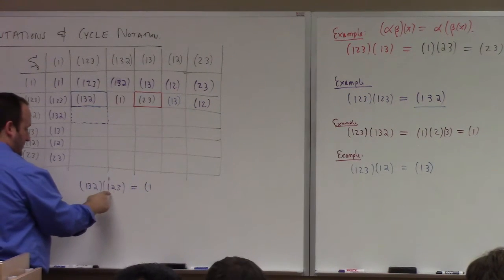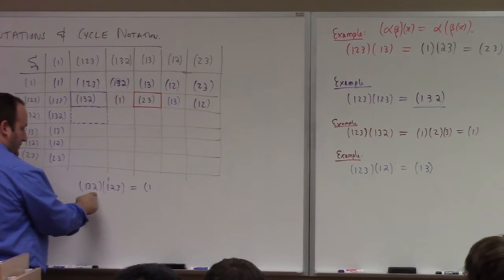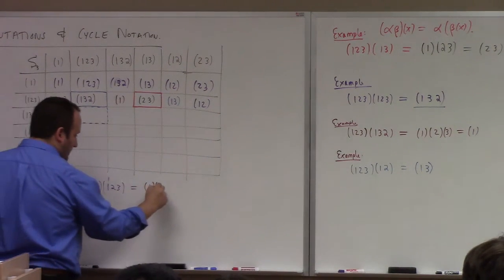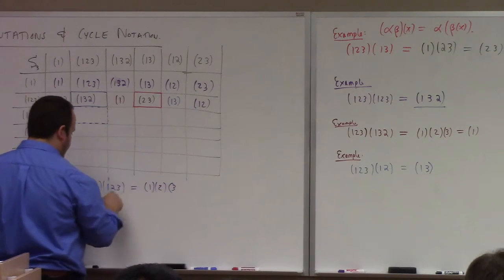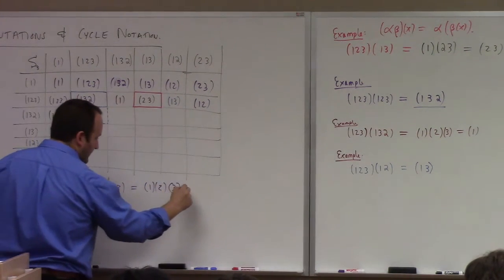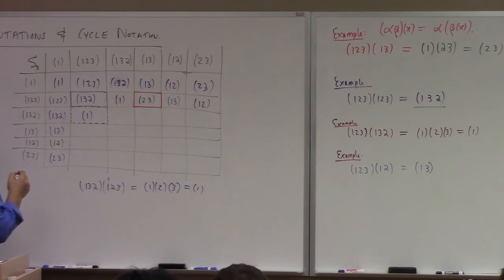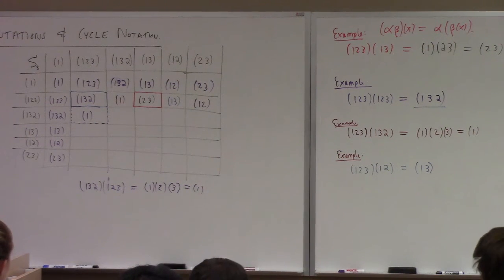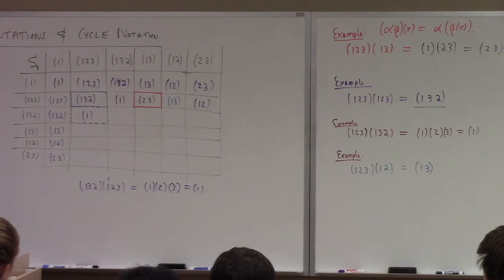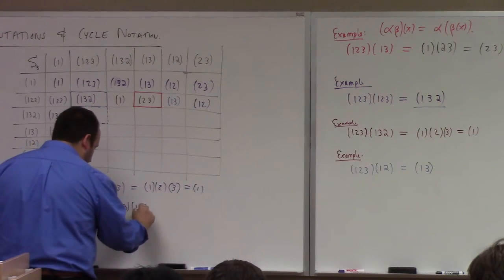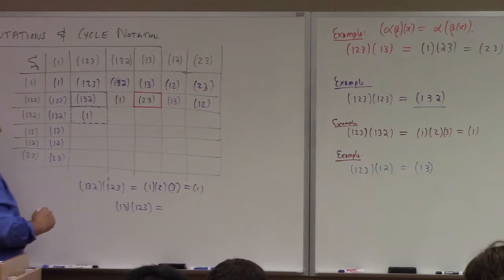1 goes to 2. 2 goes to 1. 2 goes to 3. 3 goes to 2. 3 goes to 1. 1 goes to 3. So you are correct. We get the identity there. Curses. That's not what I wanted to do. Let's try (1 3) times (1 2 3).